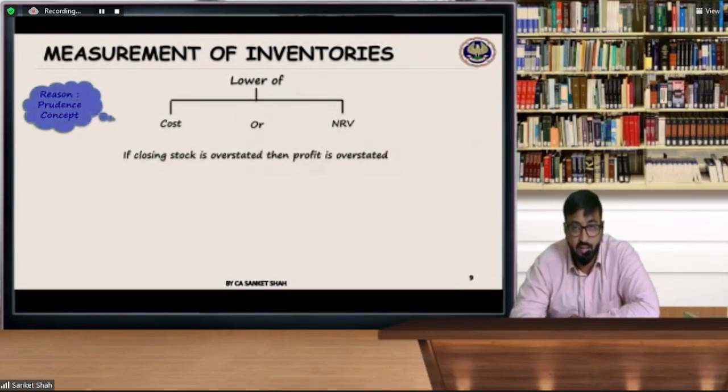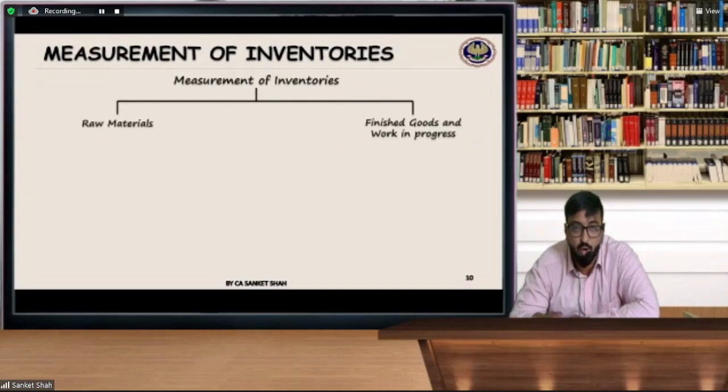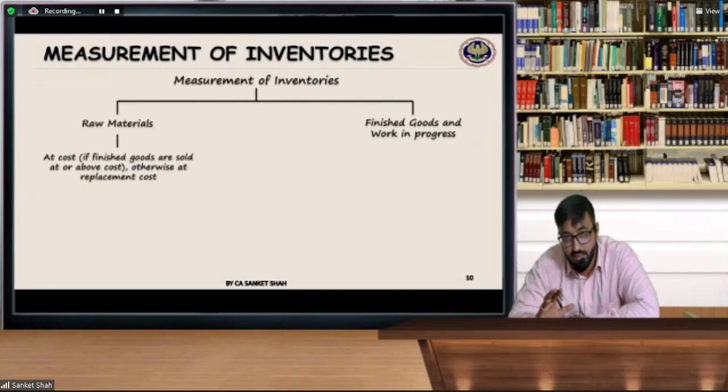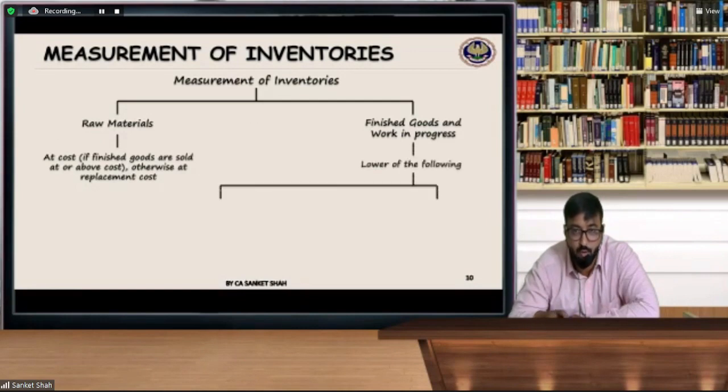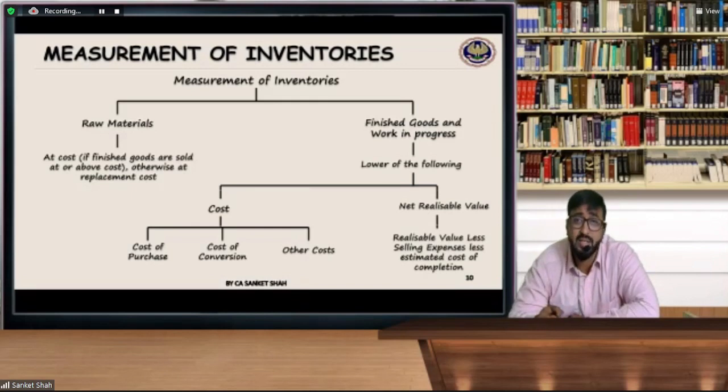Let's move further. Measurement of inventories. Raw material and finished goods measurement, and I will explain replacement cost shortly. Finished goods and work in progress are valued at the lower of cost or NRV. What is cost? Cost of purchase, conversion cost, and other cost. And NRV means realizable value minus selling expenses minus estimated cost of completion.